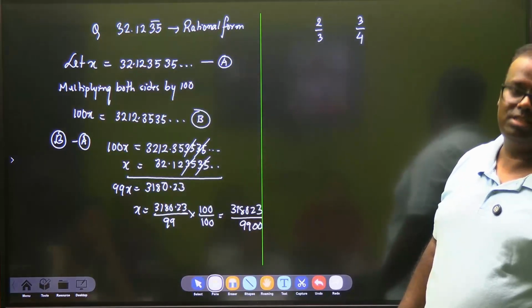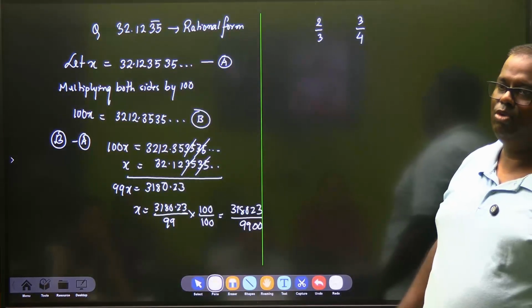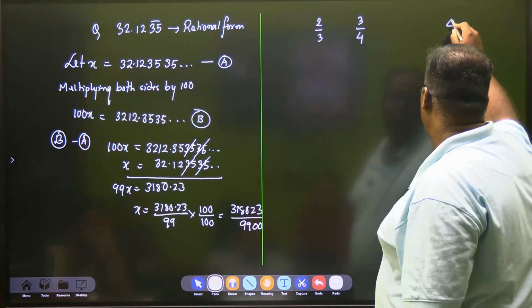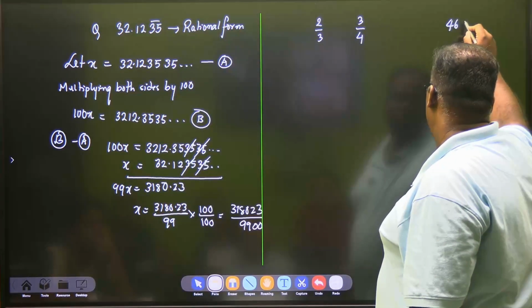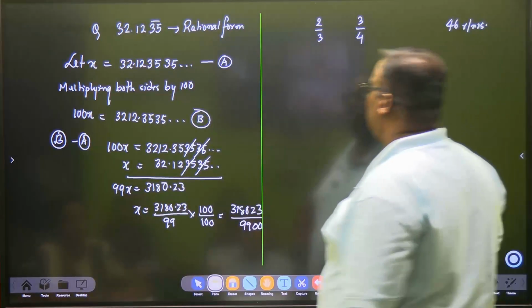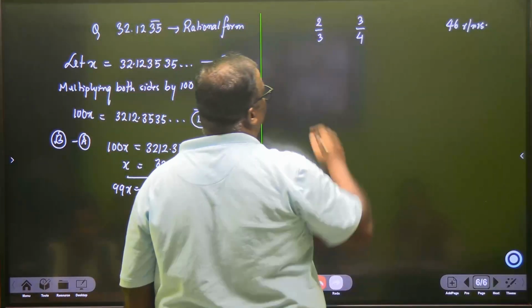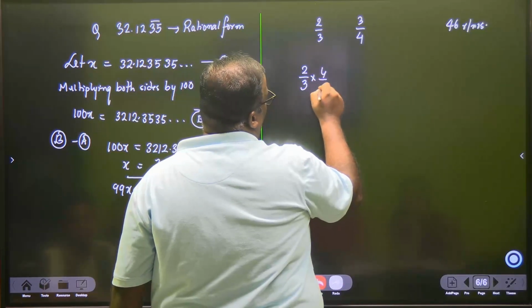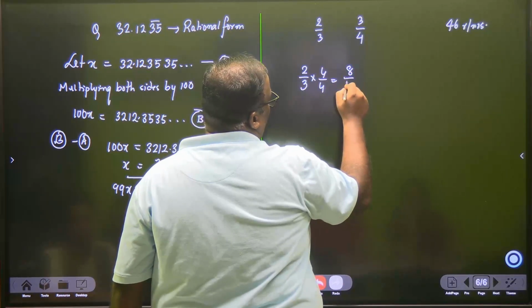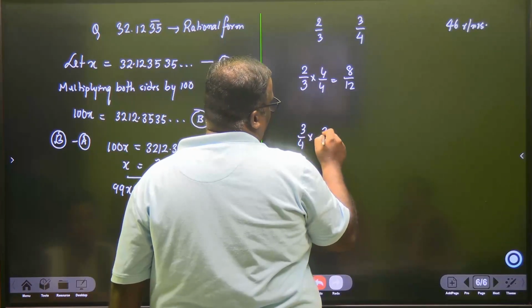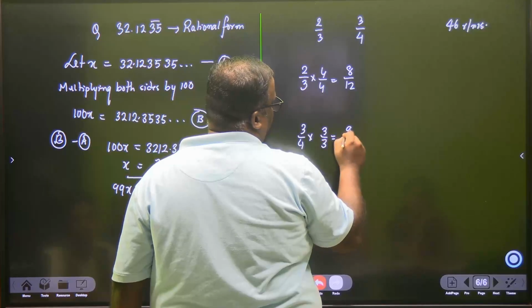Then, depending on the numbers you're hunting for, increase the elasticity. So let's say we want to find 46 rational numbers between them. 46 rational numbers between them. So 3 and 4, what is the LCM, children? 12. So 2 by 3 can be made 12 with a 4 by 4. It becomes 8 upon 12. And how about 3 by 4 multiplied by 3 by 3? So this becomes 9 by 12.